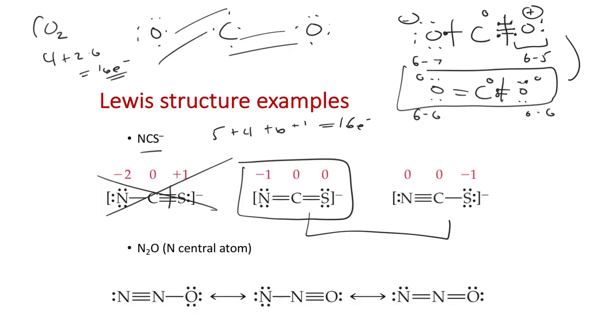Now, we could have assembled this structure from scratch too. We could have approached this problem and said, well, why don't we just build this Lewis structure from our Lewis structure rules? So let's take a look at that real quick.